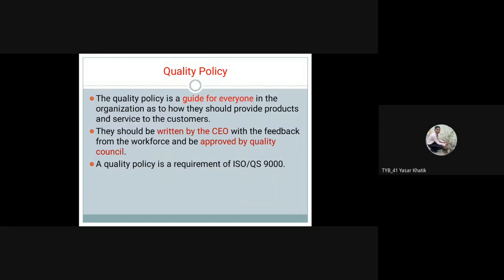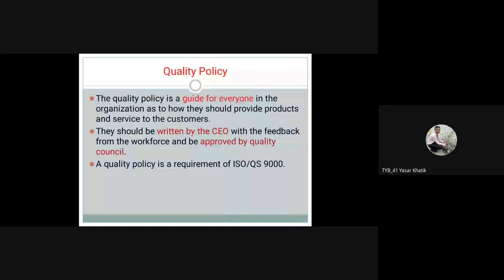Whatever guidance is given to the customer regarding the product is very important. So we have to provide effective guideline manuals for each and every product with the packing. That is the first thing. Then second, they should be written by the CEO with feedback from the workforce and approved by the quality council.